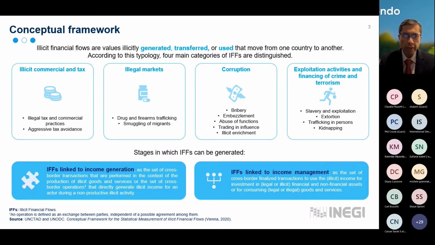There are two stages in which these illicit financial flows can be generated. Those linked to income generation, as the set of cross-border transactions performed in the context of production of illicit goods and services, or the set of cross-border operations that directly generate illicit income for an actor. Or those linked to income management, as the set of cross-border finalized transactions to use the illicit income for investment in legal or illicit financial and non-financial assets, or for consuming goods and services.